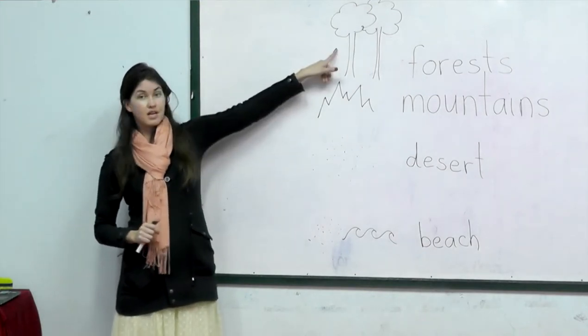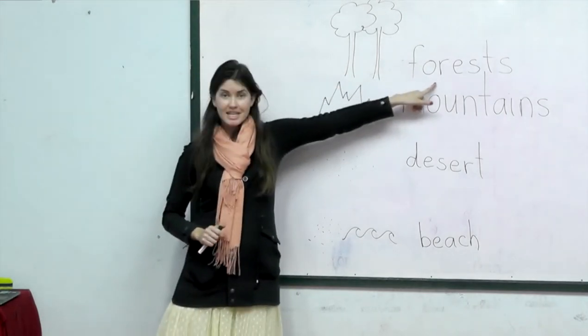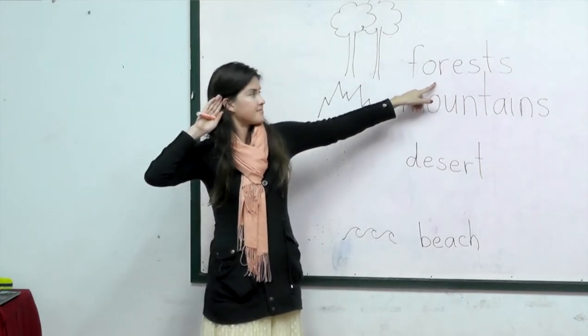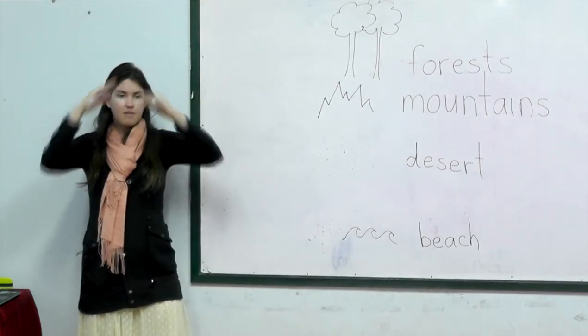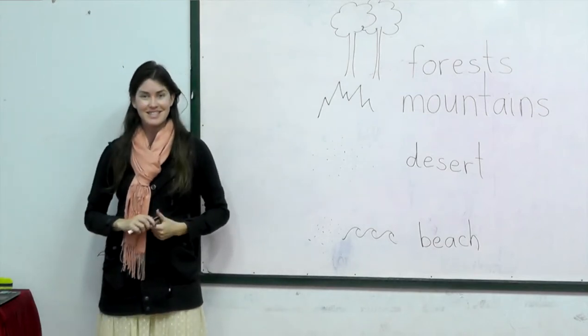What place has a lot of tall trees? Forest. Forests. Let's practice that word. Forests. Forest. It's a tricky one. And what do we call the very, very, very tall places? Mountain. Mountains. Good job, friends.